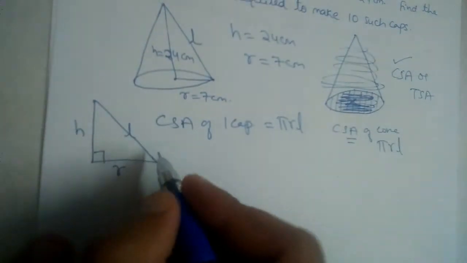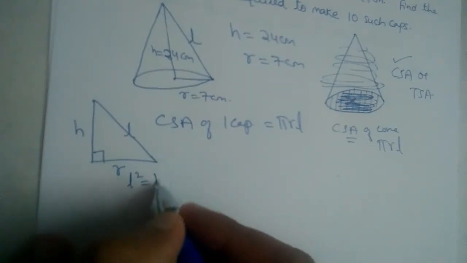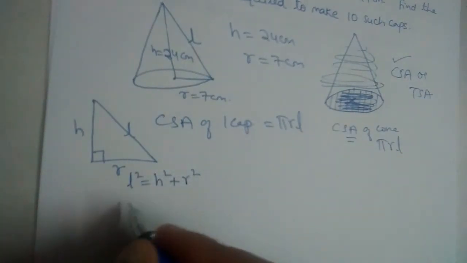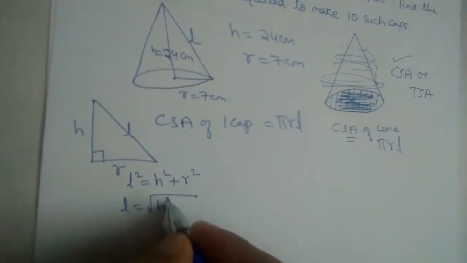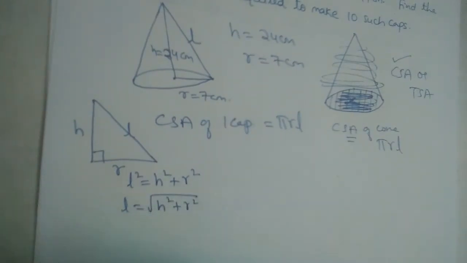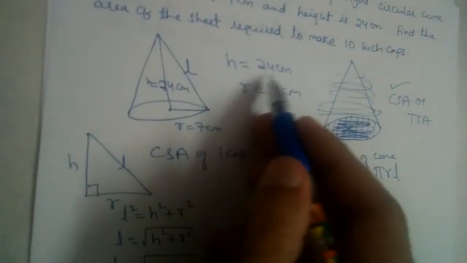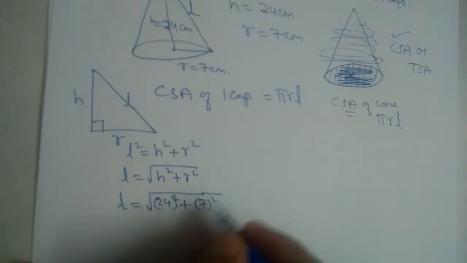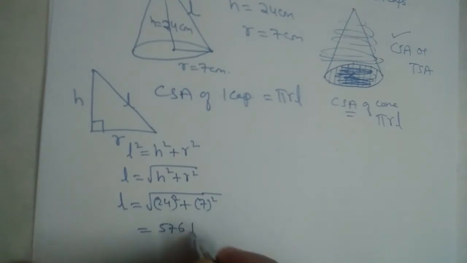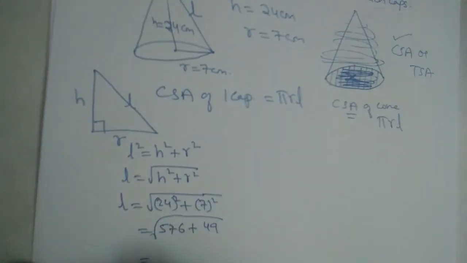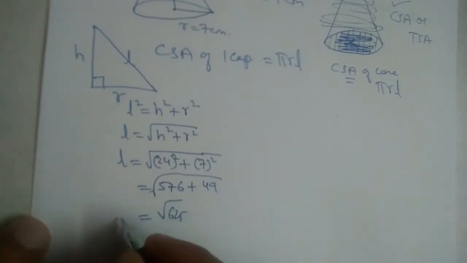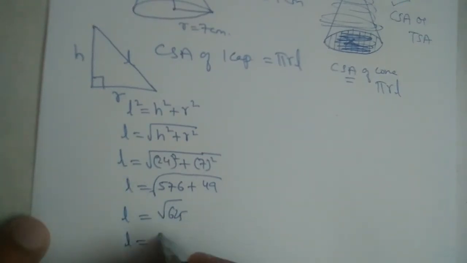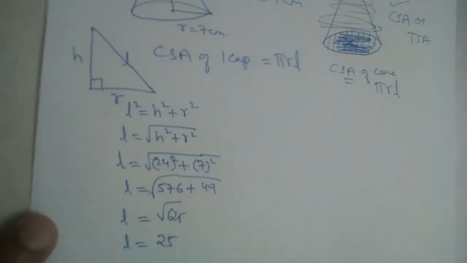So how should we find the value of l? l squared will be equal to h squared plus r squared. So l is equal to the square root of h squared plus r squared. Alright, so l will be equal to, what is h given? Height is 24. So 24 squared plus r is 7, so 7 squared. 576 plus 49. This will give us 625. So l is equal to how much? 25. Root 625 is 25, right? So we got the slant height 25.